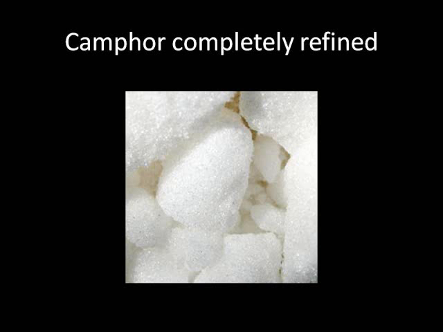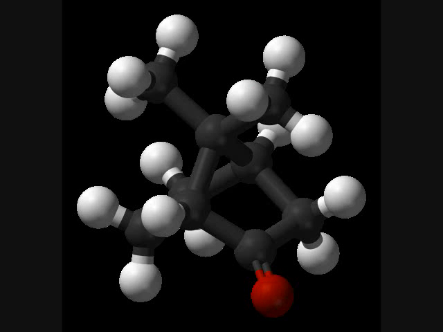As said before, it is a white powdery substance. Its molecular structure is carbon 10, hydrogen 16, and 1 oxygen. It is unsaturated due to the double bond between the oxygen and one of the carbons, and it forms a carbon ring.